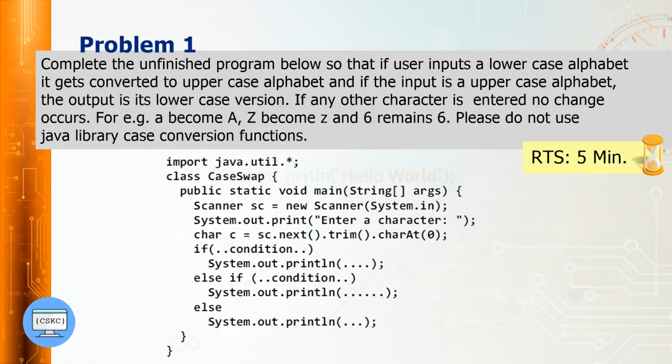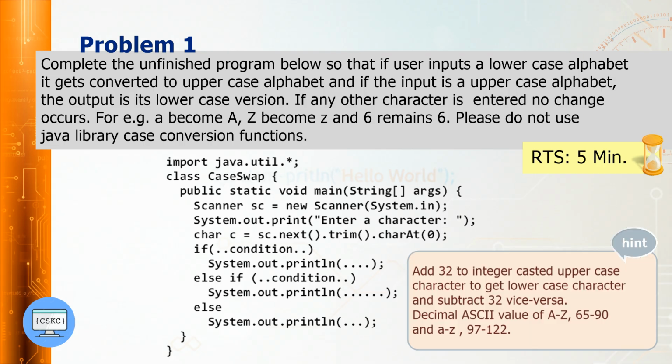Please pause the video now and try to solve the problem. Play it further when you need the hint. Add 32 to the integer-casted uppercase character to get a lowercase character, and subtract 32 for the vice versa case. The decimal ASCII value of uppercase A to Z is 65 to 90, and for lowercase a to z is 97 to 122. Pause again now. Replay further when you are ready with the answer.